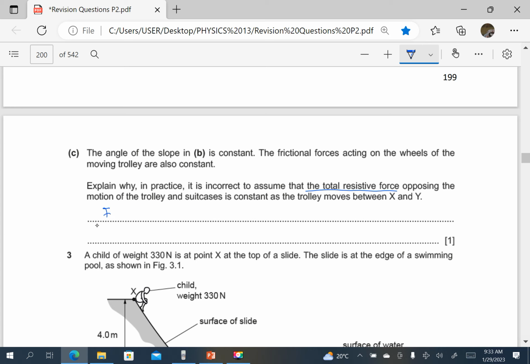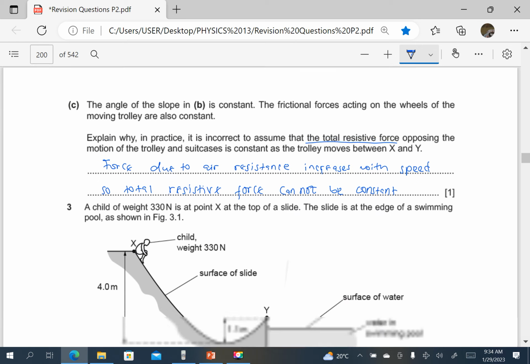So we know that the force due to air resistance increases. The force due to air resistance increases with the speed. So, total resistive force is not constant. Total resistive force cannot be constant.